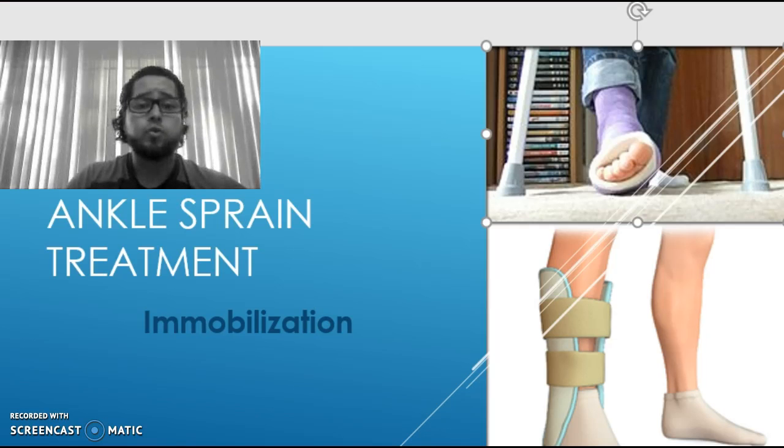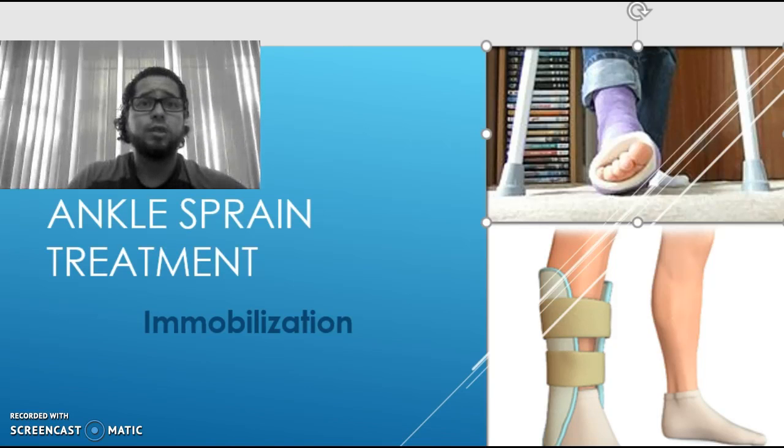Once the ankle is ready for treatment, the first thing you want to do is RICE, which is rest, ice, compression, and elevation. After the swelling has gone down and you're ready for the next step, it's immobilization.